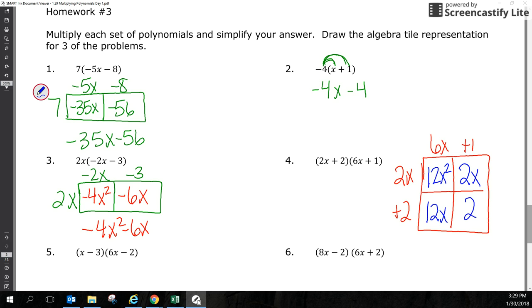So now I have to do a little bit more math. So for this one, it's going to be 12x squared to start. I've got 2x terms. I'm going to add these guys together. So 12x plus 2x would be 14x. And then plus 2.